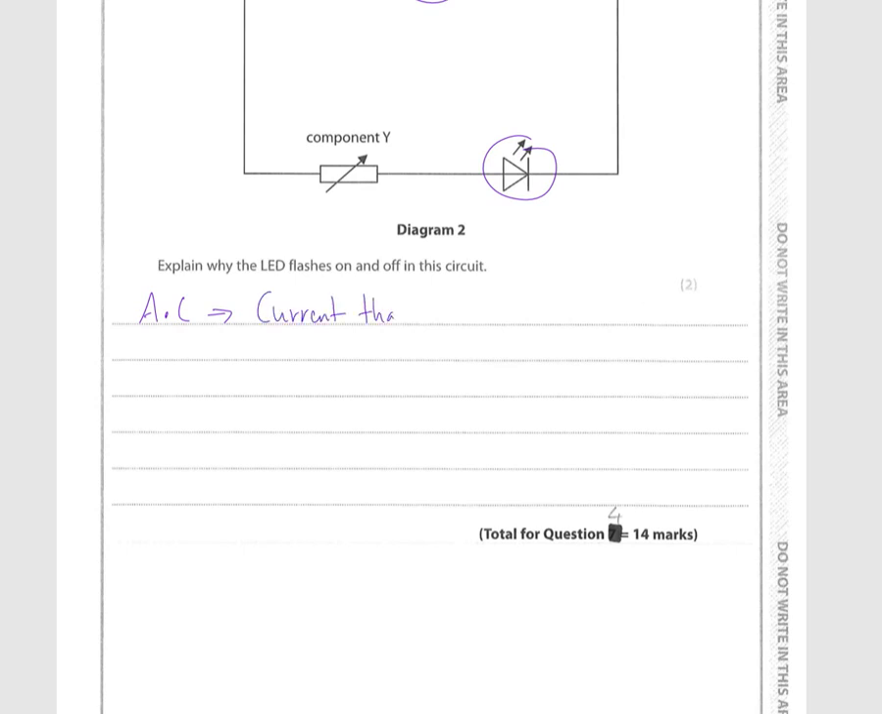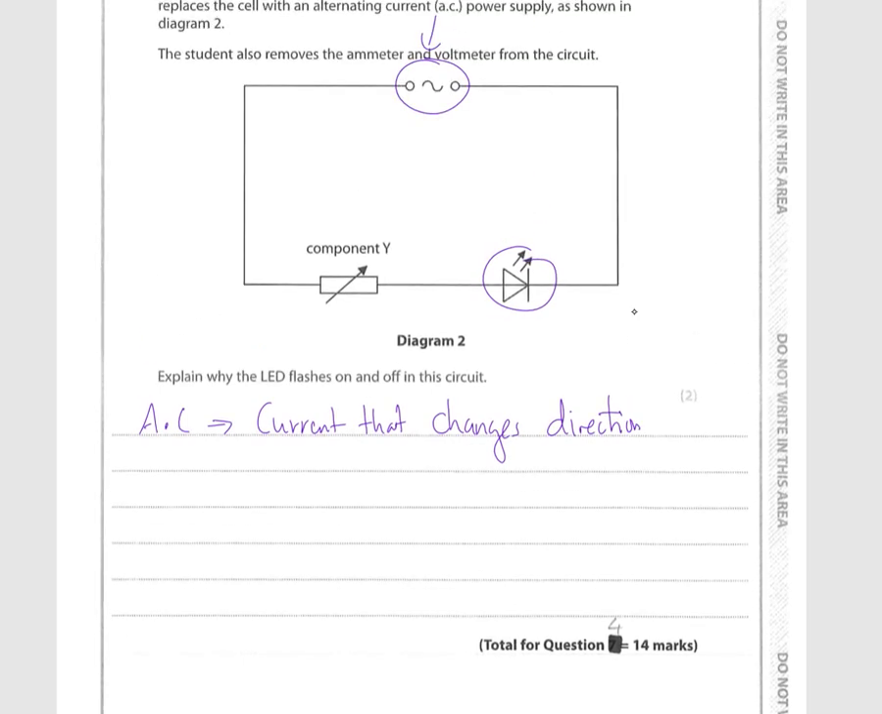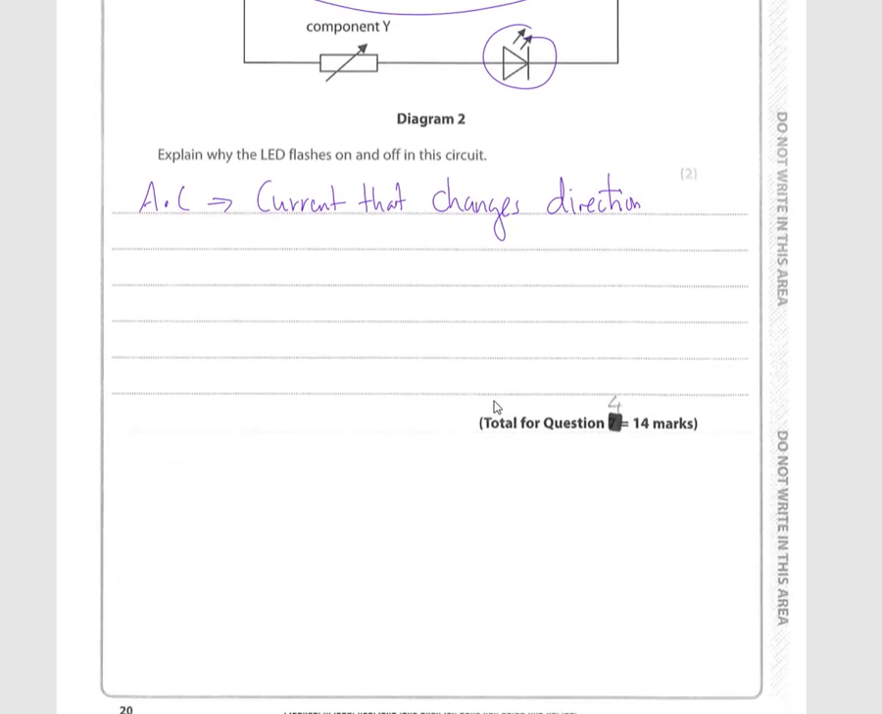Now, alternating current means it is current that changes direction. Okay, so the current will be going this way, and then after some seconds, it's going to go the other way. That's the first one we start with.